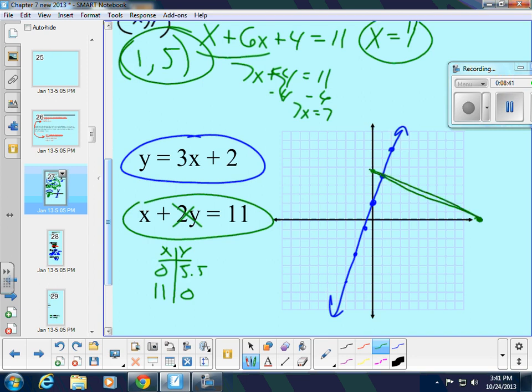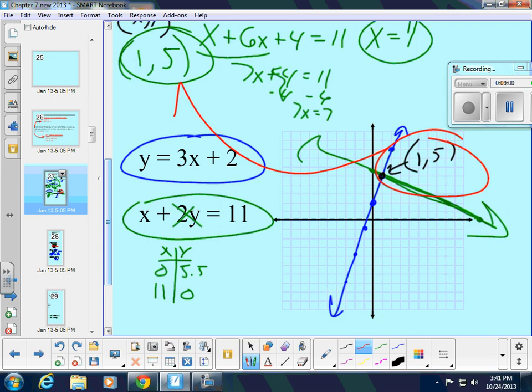And again, I didn't graph it perfectly. But if I had a ruler, it would probably be a lot straighter. But you get the idea. So where are my two lines crossing? It looks like there's a point right here that they're crossing at. And what do you know? That point is (1, 5), which is exactly what I found using the other method. Same thing I found when I was substituting, using substitution.